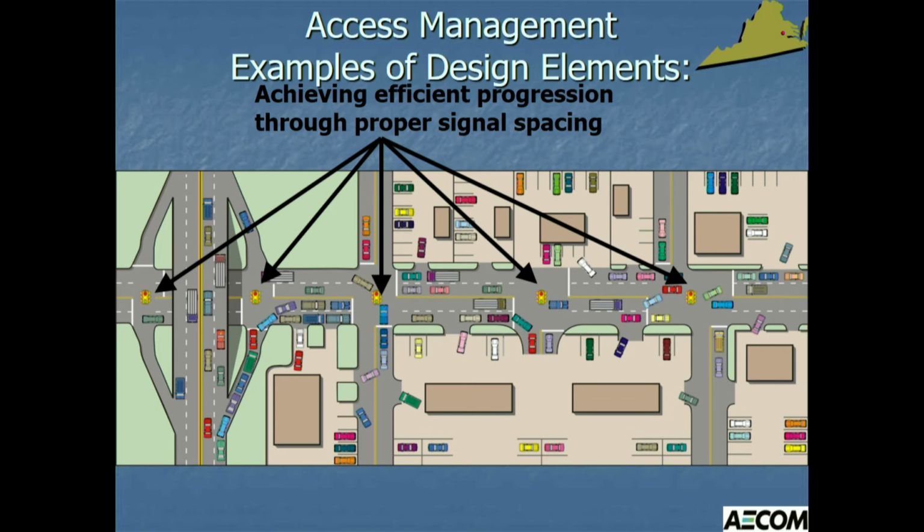In terms of signals, the more movements you have, the higher the volume of movements you have, the greater the cycle length. And the greater the cycle length, the more difficult it is to progress. And that's compounded by the fact here of the signal density, as well as there is no supporting grid system. There are no alternate facilities.